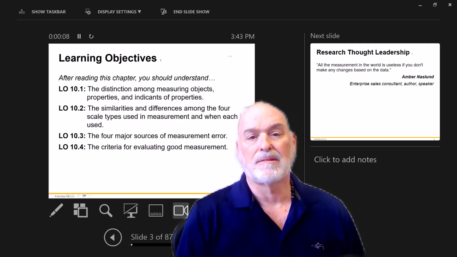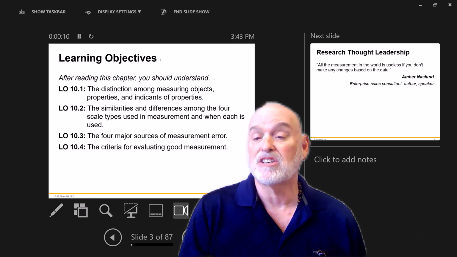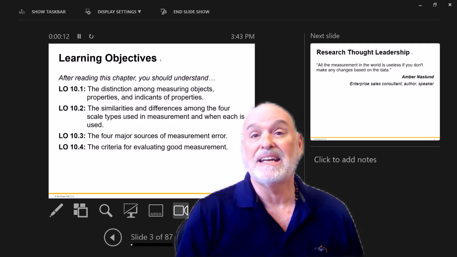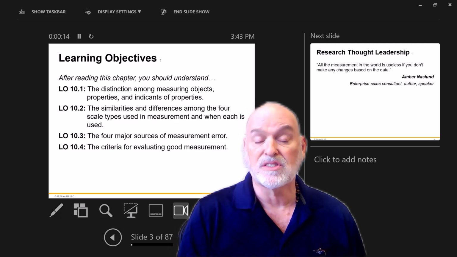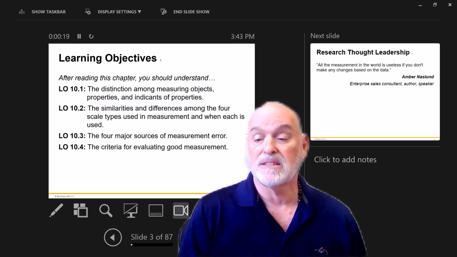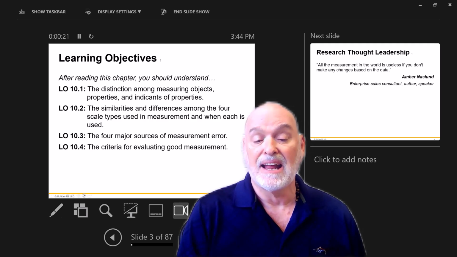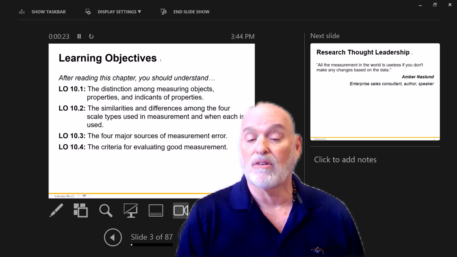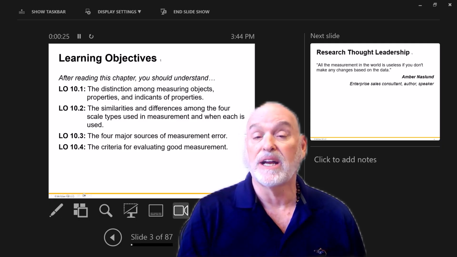After reading this chapter, you should understand the distinction among measuring objects, properties, and indicants of properties. Also, the similarities and differences among the four scale types used in measurement and when each is used, the four major sources of measurement error, and the criteria for evaluating good measurement.